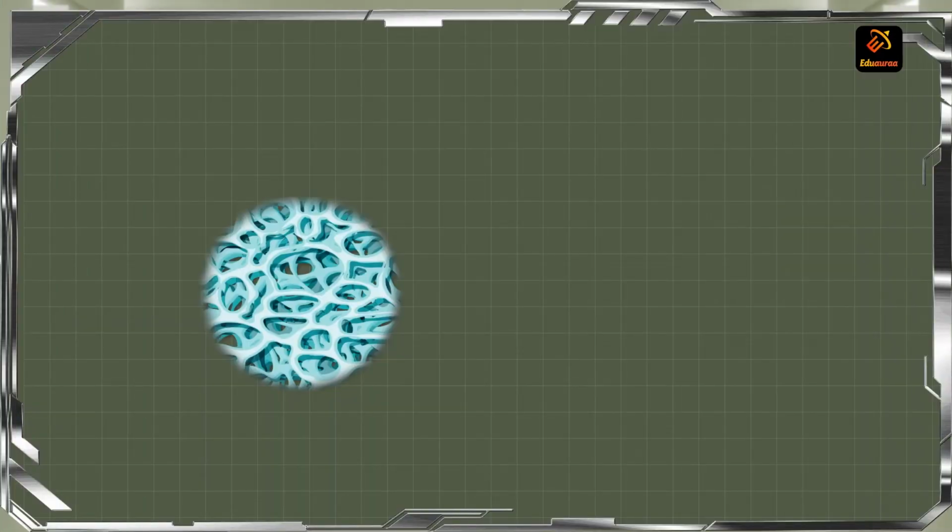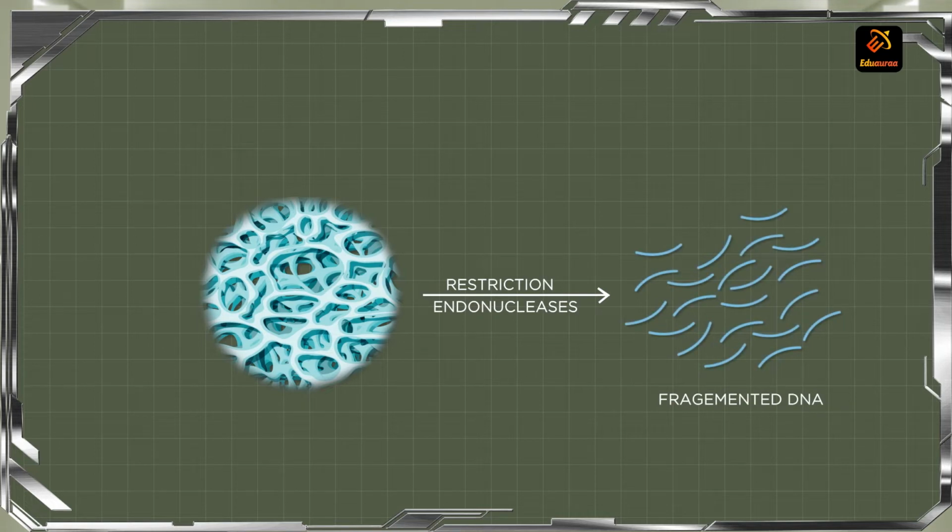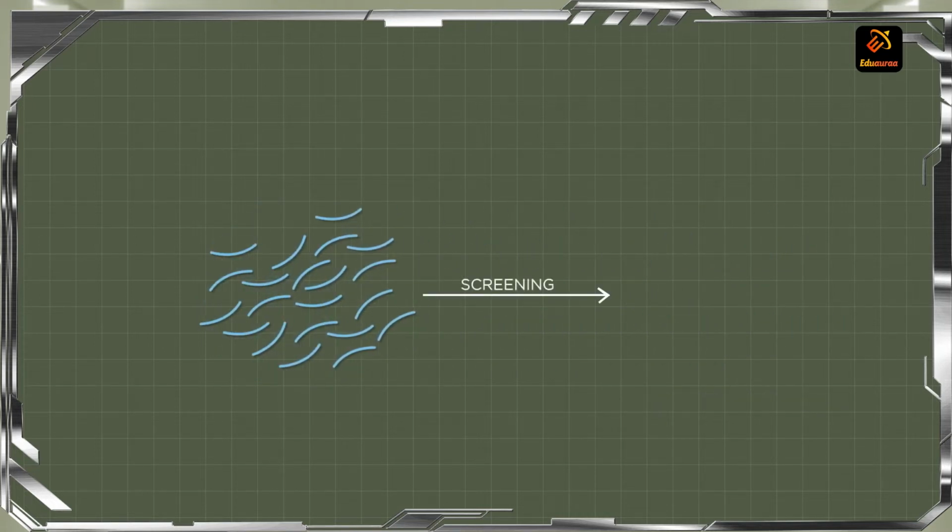Can you suggest an enzyme that will cut this DNA? I've taught you these enzymes. They're called restriction endonucleases. So, we will use restriction endonucleases here, and that human DNA will be cut into fragments. And these fragments will be screened.